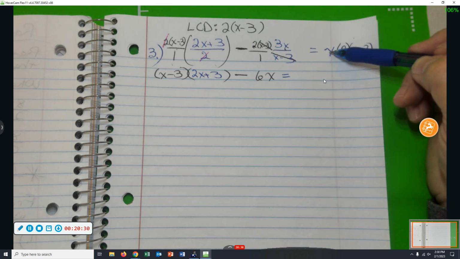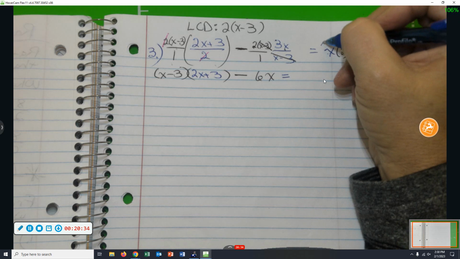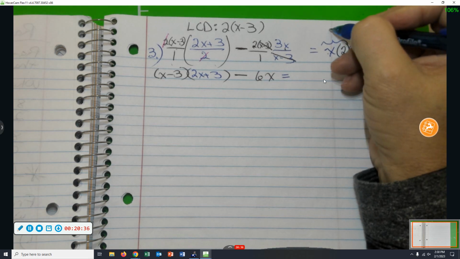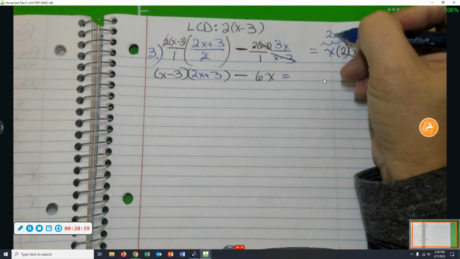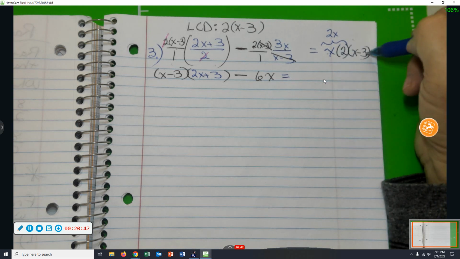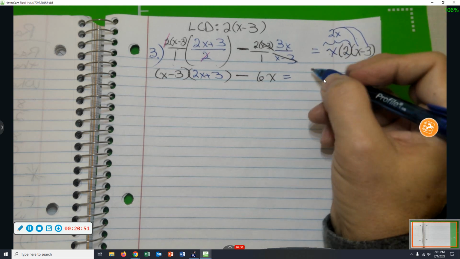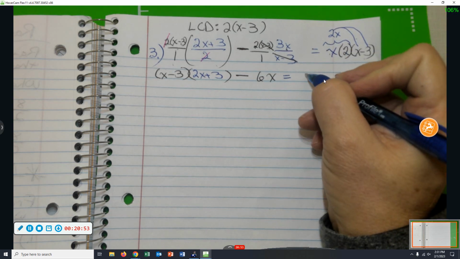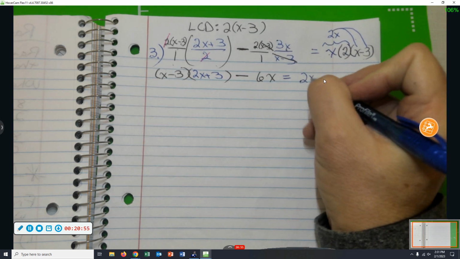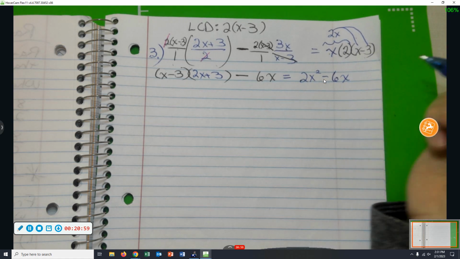now, x times 2, we know that that's the same thing as 2x. So you have 2x times x minus 3. Well, we're going to have to distribute there. 2x times x minus 3. Distribute, what's that going to give us? 2x squared minus 6x.